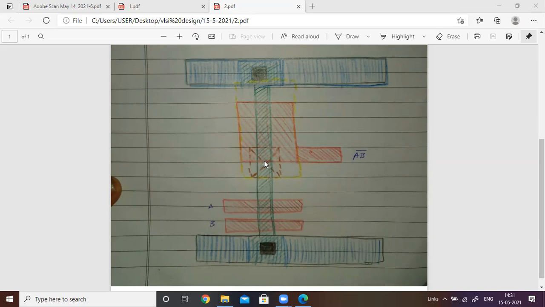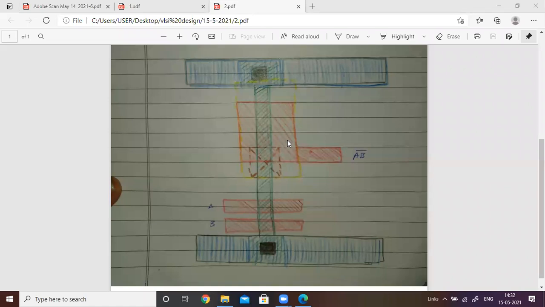So this is a 2 lambda extension because of the diffusion layer. And from the boundary of the transistor, the polysilicon region, it is 1 lambda. It is also 1 lambda by a dotted line using a brown color, and the diagonals are also brown. So this is the buried contact.